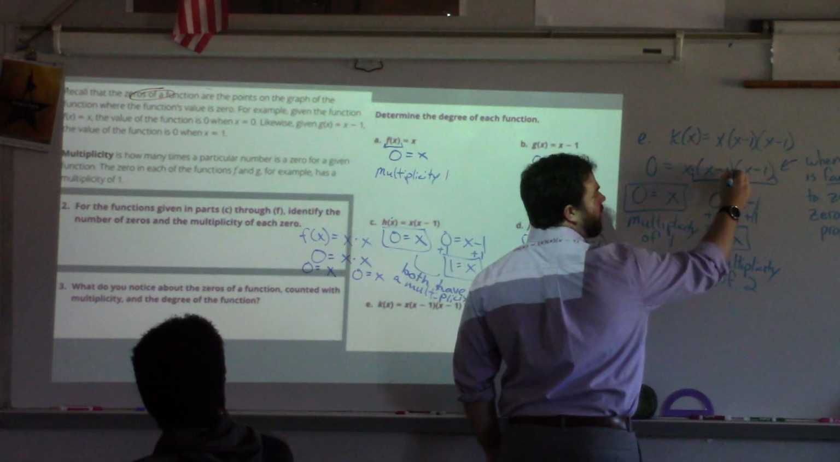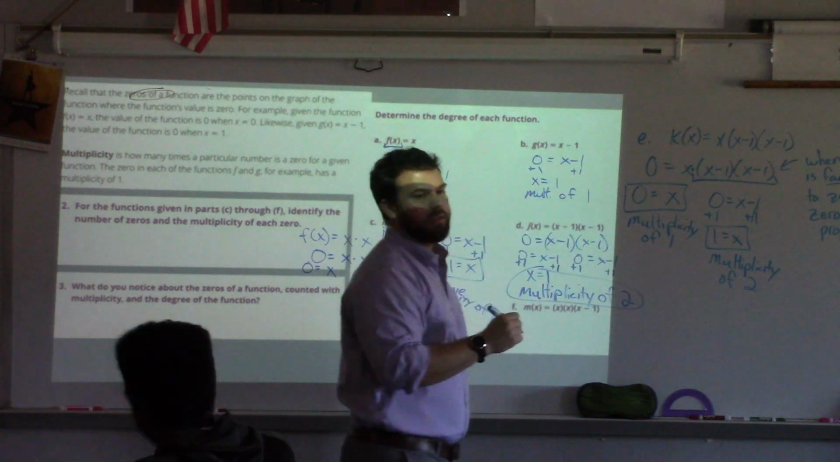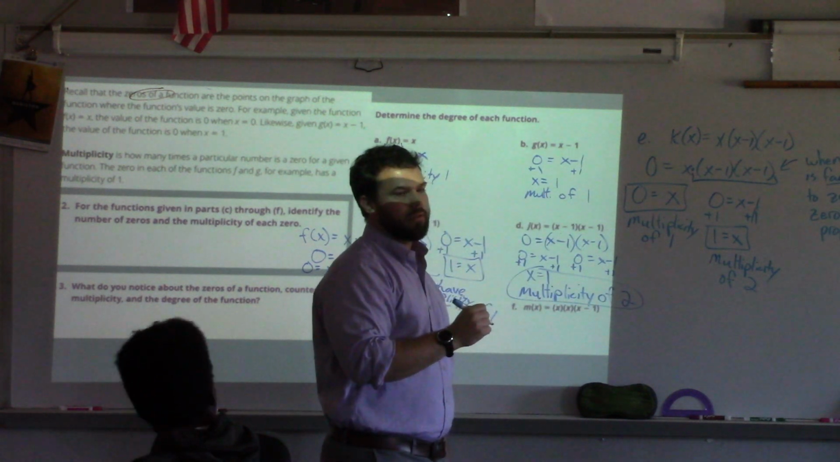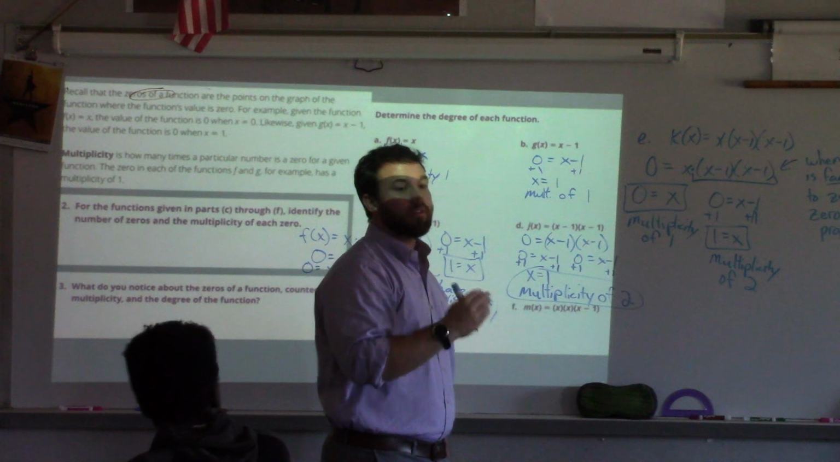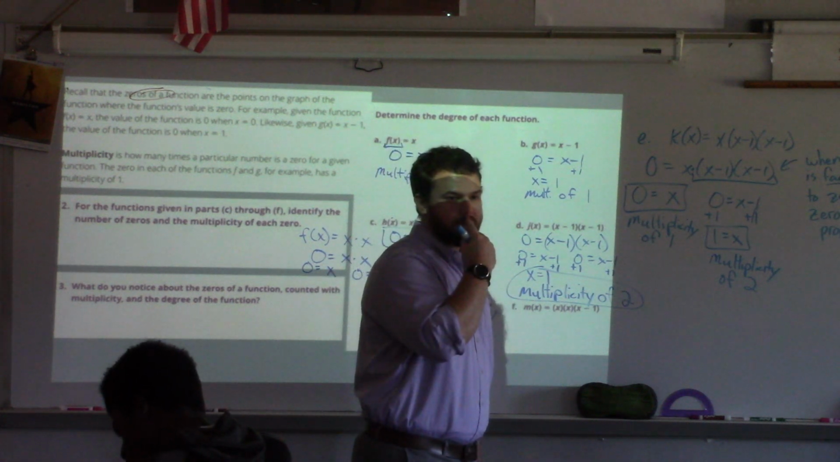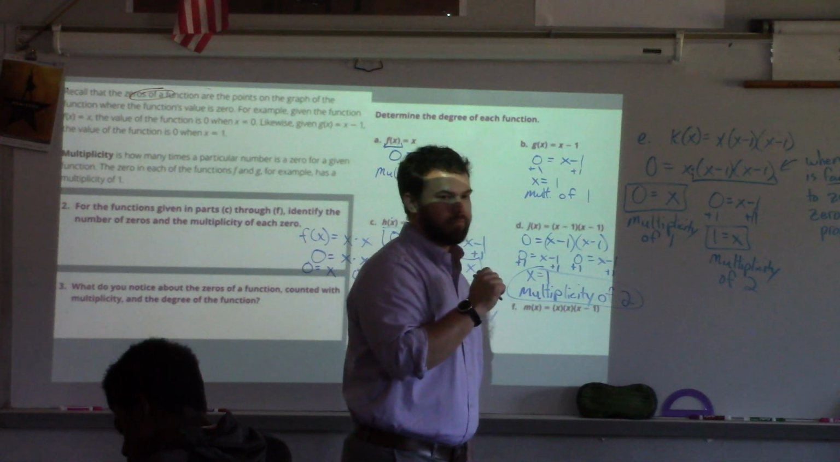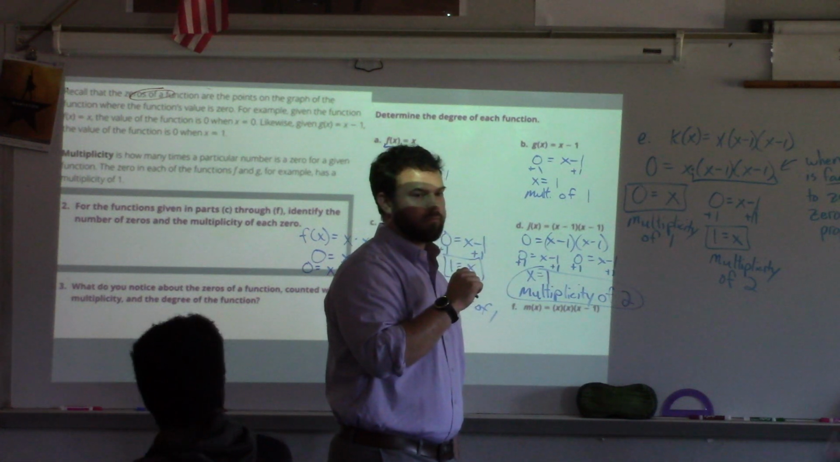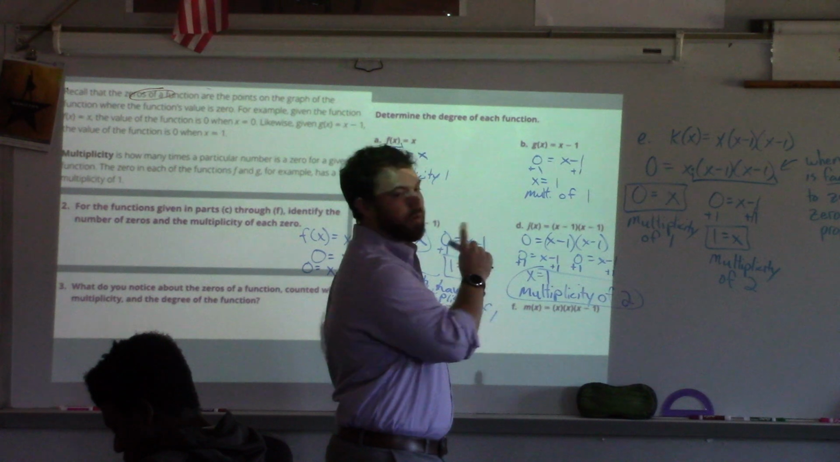Because they're being multiplied, what would they be called? Factors. Right. The like factors would have the same zeros or the same roots. So if it's 1 and 1, that's a multiplicity of 2, and since that's a 0, it's only a multiplicity of 1, because it only showed up one time.